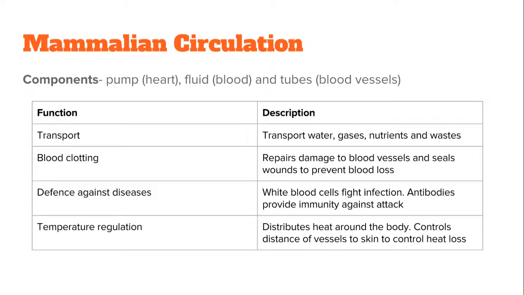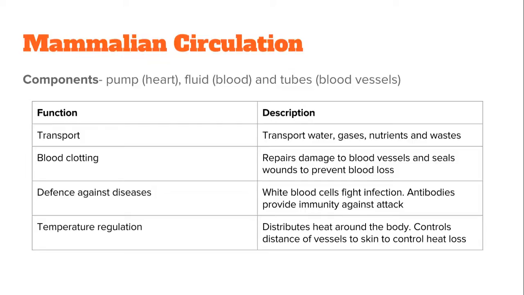If we think about blood and the components of a mammalian circulatory system, it has a few main components. We have to have a pump, and in our case, it's the heart. We have to have the fluid that's pumped around. In that case, we're talking about the blood. And then we have to have a series of tubes in which this fluid moves, and we're talking about our blood vessels.